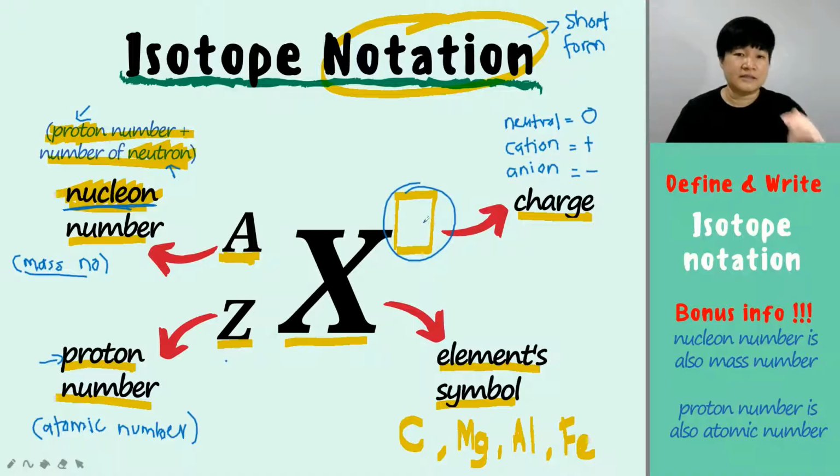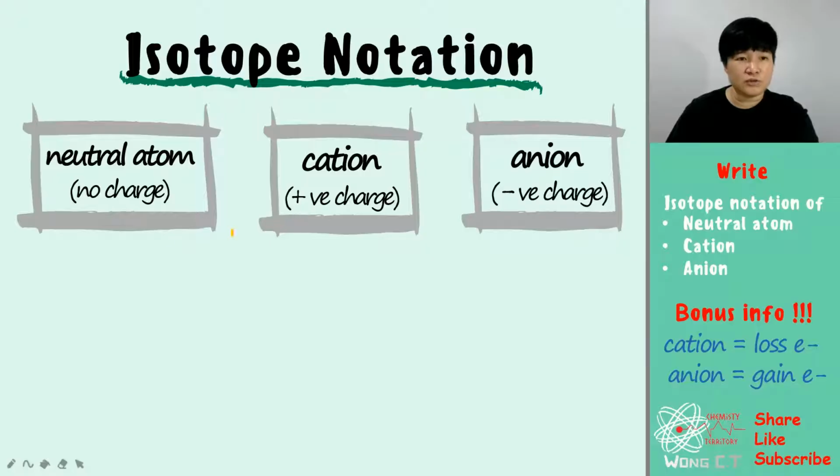And this is the general isotope notation. This is how it looks. Where is the position of your element symbol? Your proton number will be on the left bottom. Your nucleon number will be on the left upper, while the charge will be on the right upper. That is how we write the isotope notation. Simple. Next, let's look at the isotope notation for the neutral atom, which means there is no charge, for the cation, which means it's a positive charge, and for the anion, which means it's a negative charge.